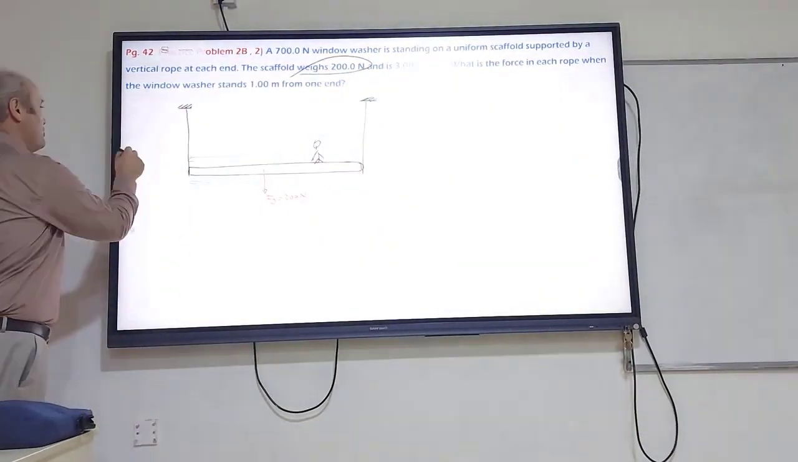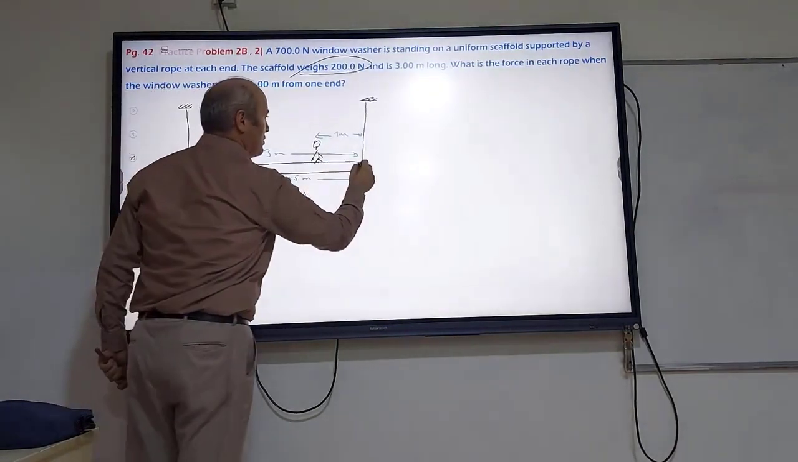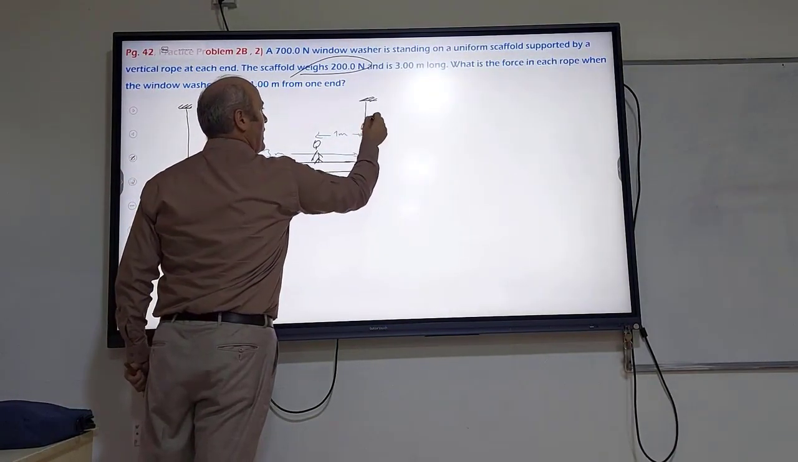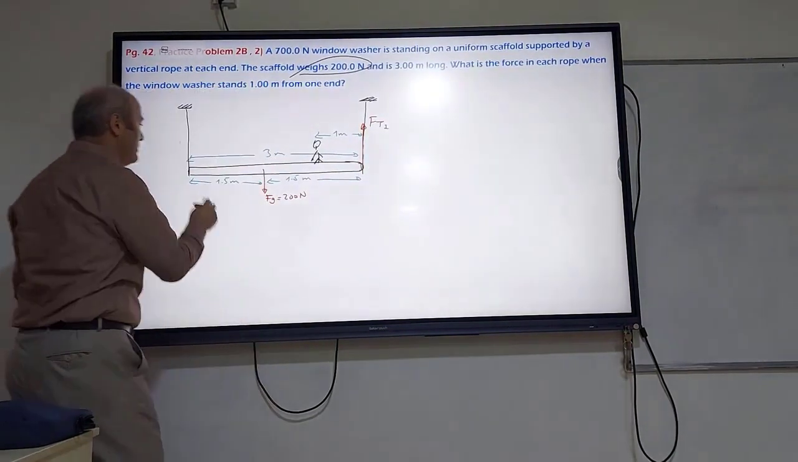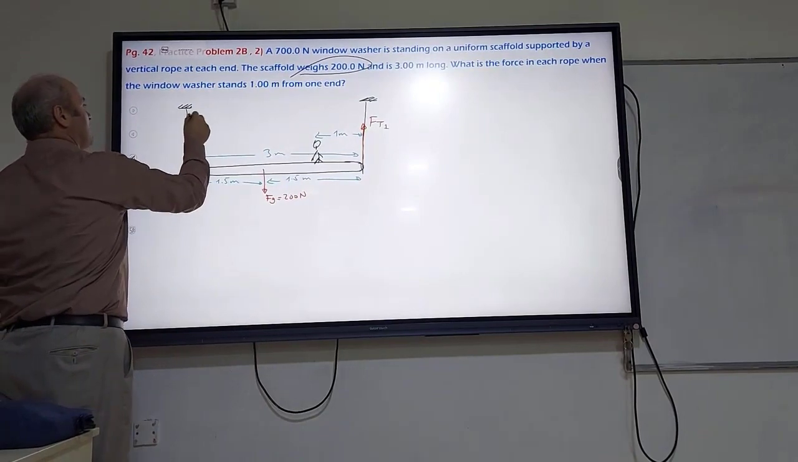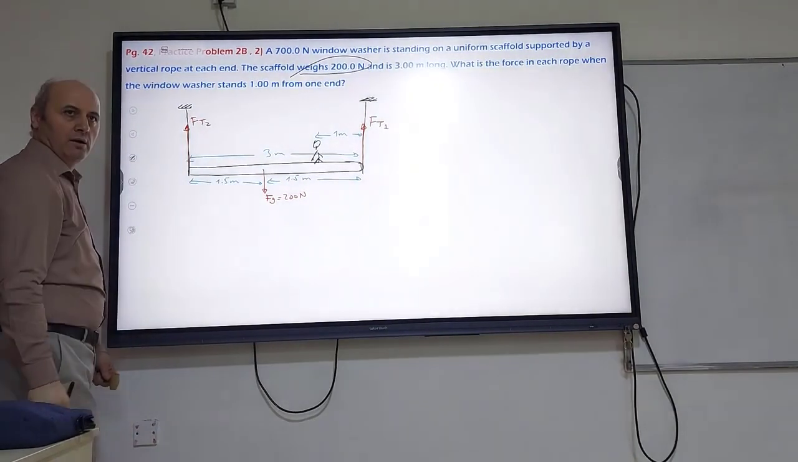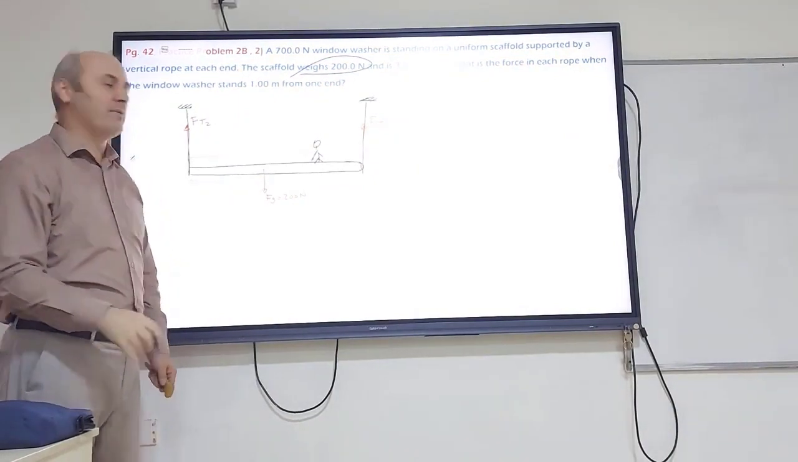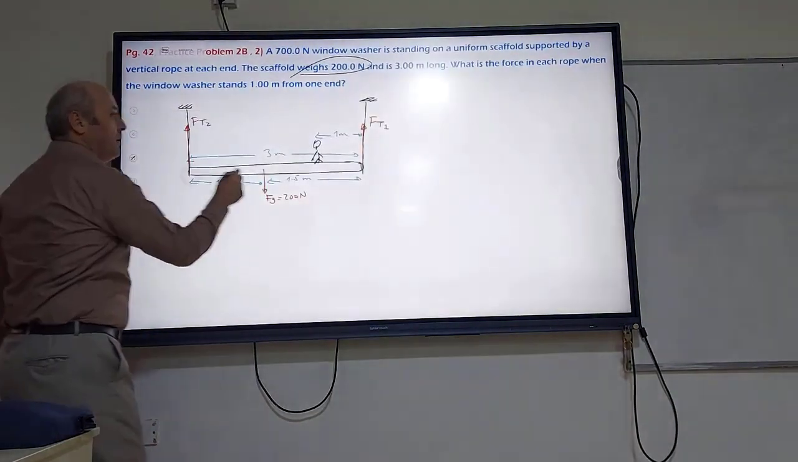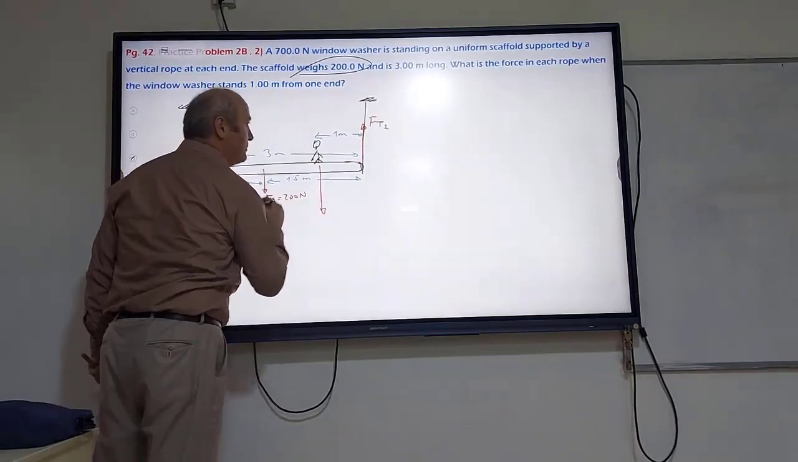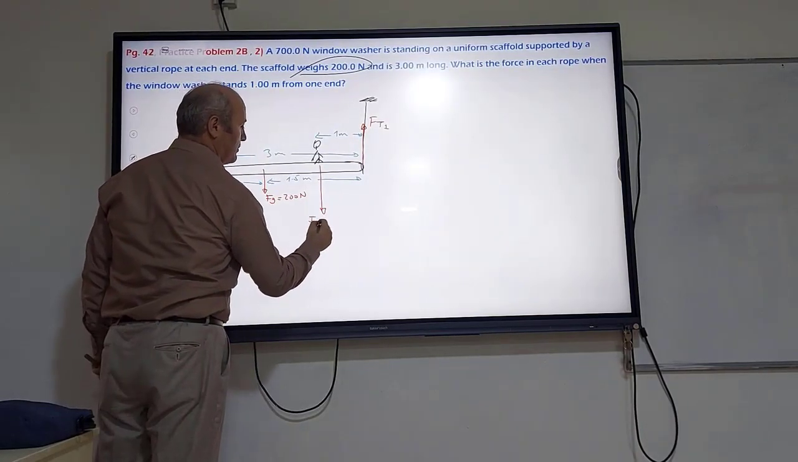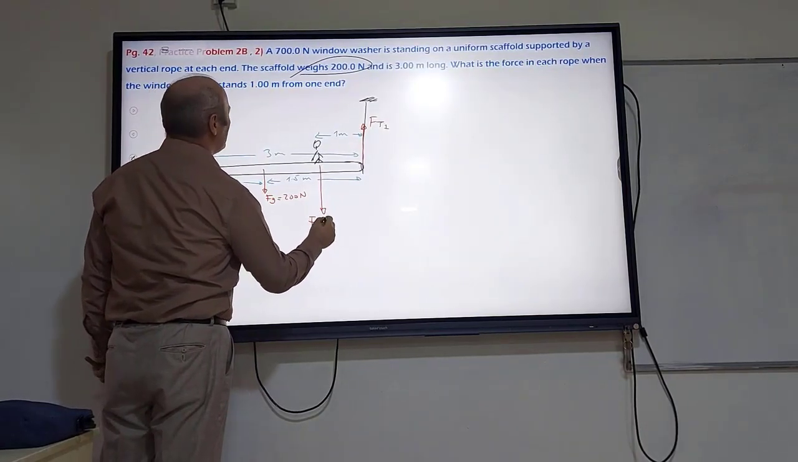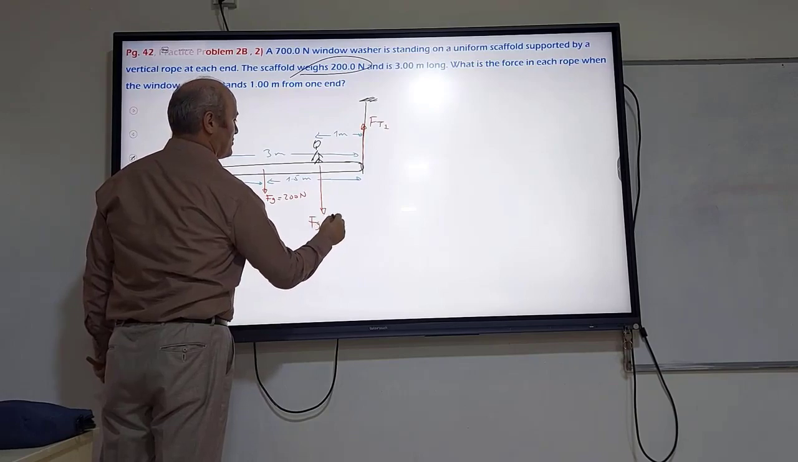Find the force in each cable, because each rope exerts a force. Ft1, I will say this one. Ft2, I will say that one. Of course, the man will be pushing the scaffold down. How much is the force of the man? Fg? It is 700 Newton.